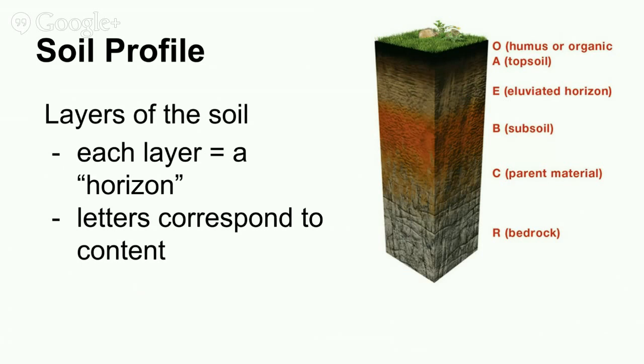Okay, so now after the 5 soil formation factors, we have a soil profile. So this is the layers of the soil as you go from top down to the bedrock. Each layer we call a horizon, and the letters of the horizons correspond to the content of the layer, not alphabetical order. As you can see, it's very much not in alphabetical order. We have O, A, E, B, C, R.